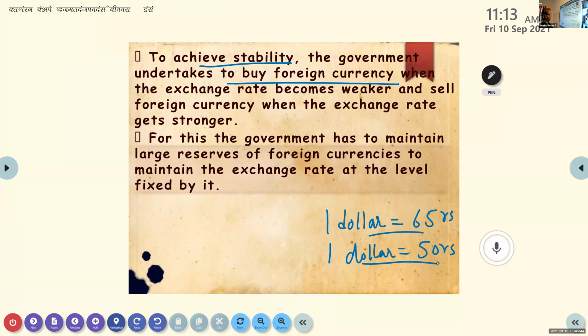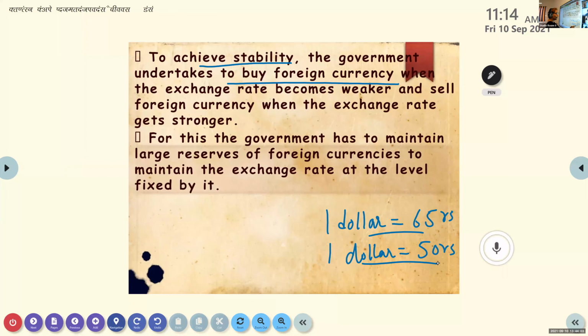Anyone? The 50 rupees case, 50 rupees. Why do you say that? You get more foreign exchange. You will get more foreign exchange. Okay, so even though here it is reduced to 50 rupees, the value of our currency has increased.